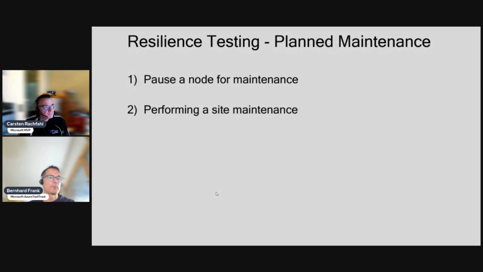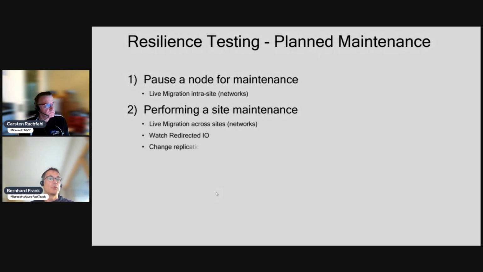We also want to do the same in a site kind of view. Maybe there is a planned outage of one geography or one site that we have, and we need to shut down or live migrate the workload over to the remaining site. So we will do some live migrations, but we will also look over which networks the live migration will be happening, because that dictates the speed that we are able to achieve. And then there is some storage traffic that might need to be redirected, so we want to make sure that we have a look at this.